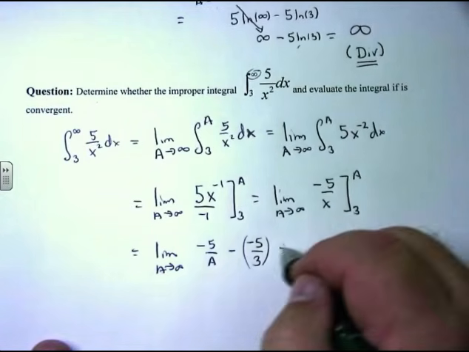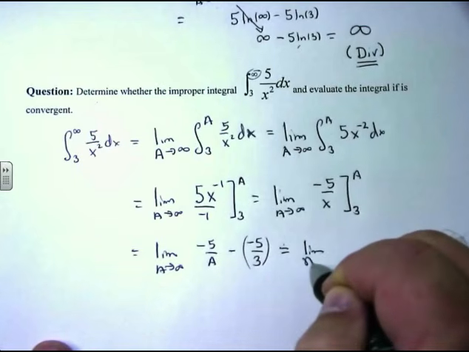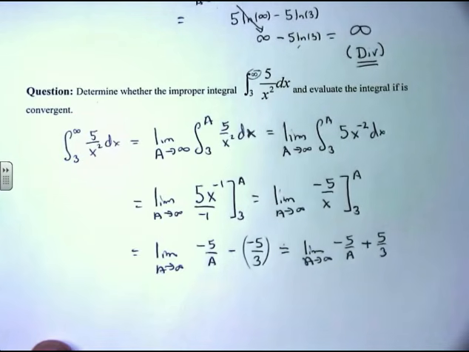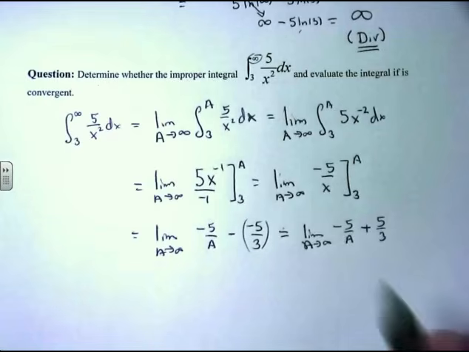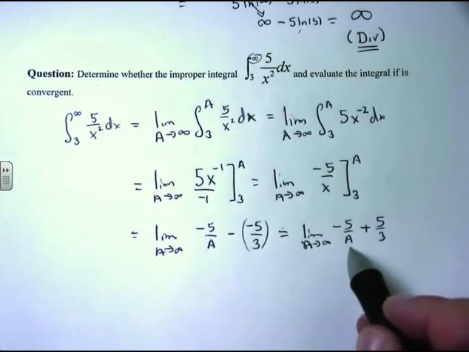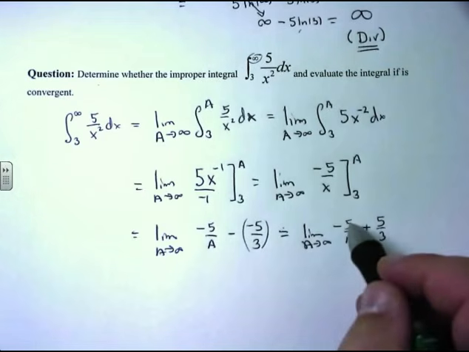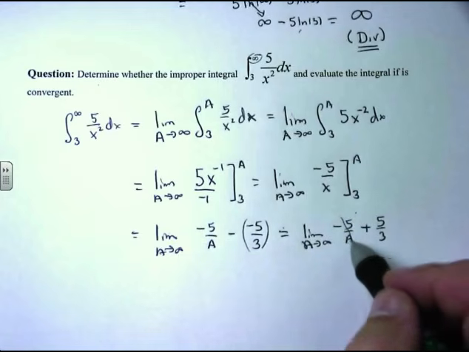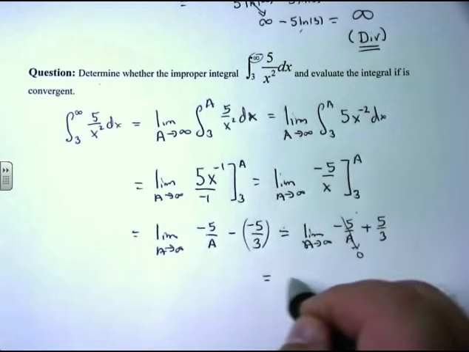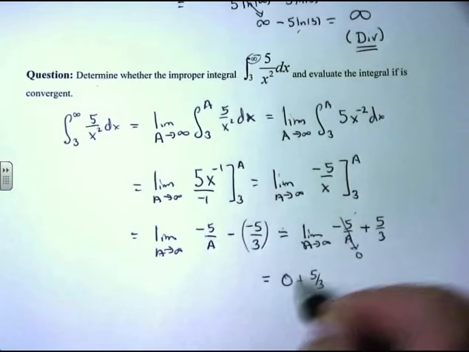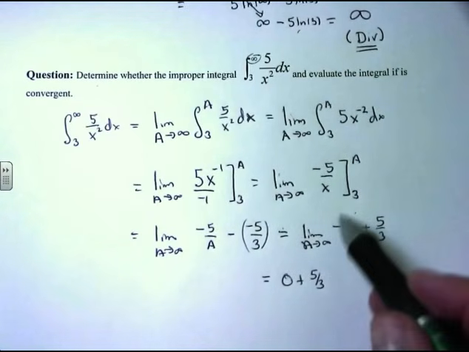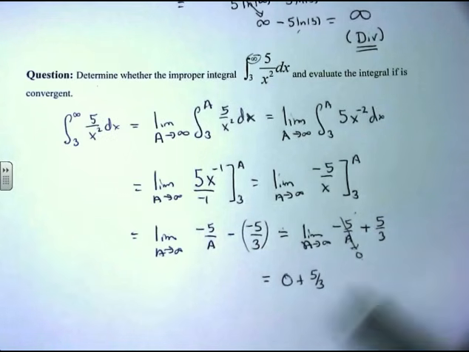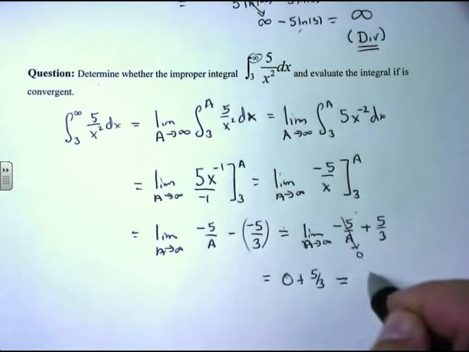Well, this cleans up to be the limit as a approaches infinity of negative 5 over a plus 5/3. Now, the last little thing we do is finally do the calculus 1 thing and take the limit as a approaches infinity. Remember, this is a number divided by infinity. As infinity gets bigger in the denominator, my overall fraction goes to 0. So I end up getting 0 plus 5/3. We no longer write limit once I actually evaluate the limit. So as a goes to infinity and the infinity is in the denominator, my overall fraction goes to 0. So this is equal to 5/3.